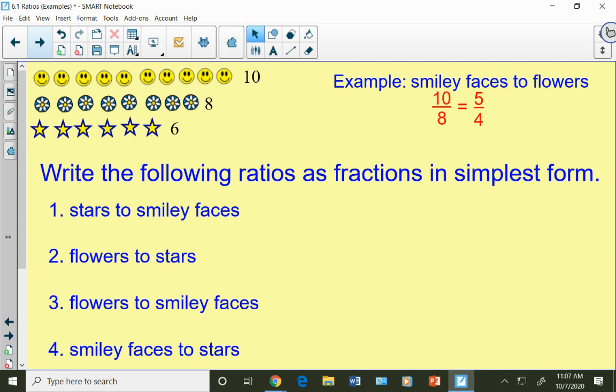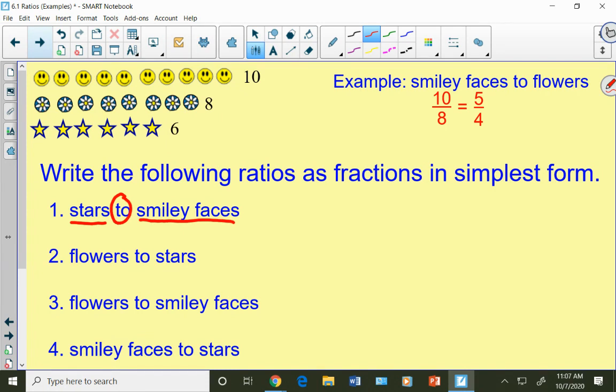Well, the first ratio, what comes first? Stars. Stars to smiley faces. So we have to do stars first. Let's count the stars. 1, 2, 3, 4, 5, 6. And it even has a 6 out here, so you know how many stars there are. There's 6. Smiley faces: it says there's 10 of them. So 6 to 10. Let's write it as a fraction because that's what it asks us to do. That's 6 to 10.